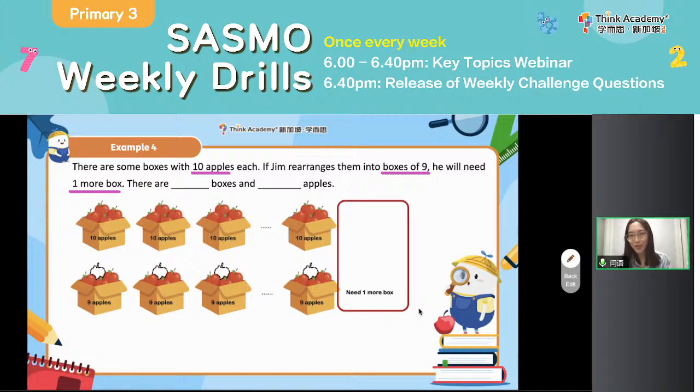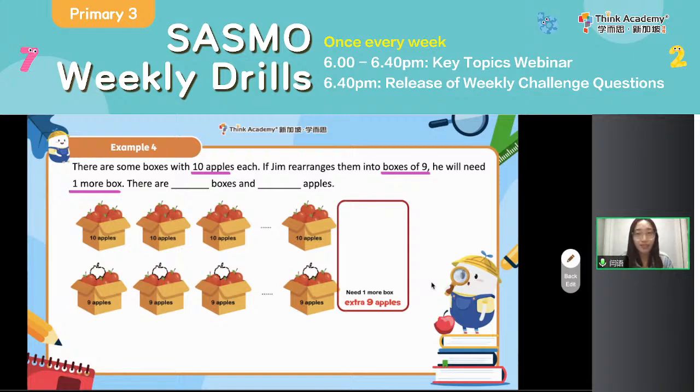Yes, it should be apples, okay? It is not about the boxes. The boxes can be regarded as the container, as the people, as the groups, okay? So here, let's have a look. Need 1 more box, so actually the big difference should be 9.